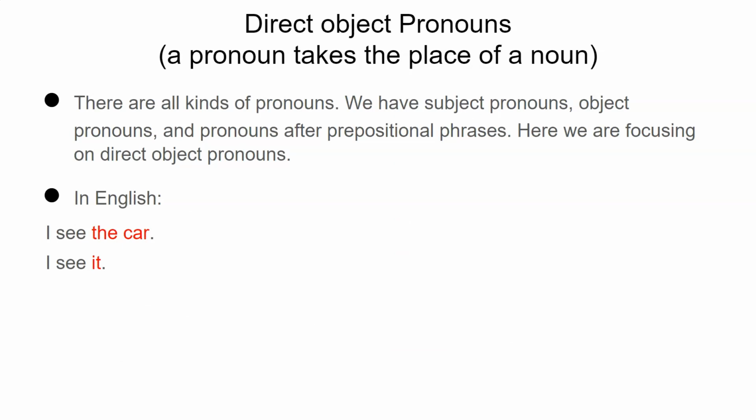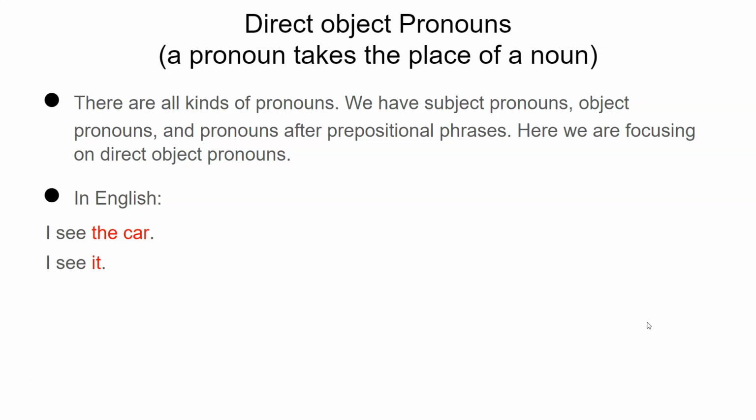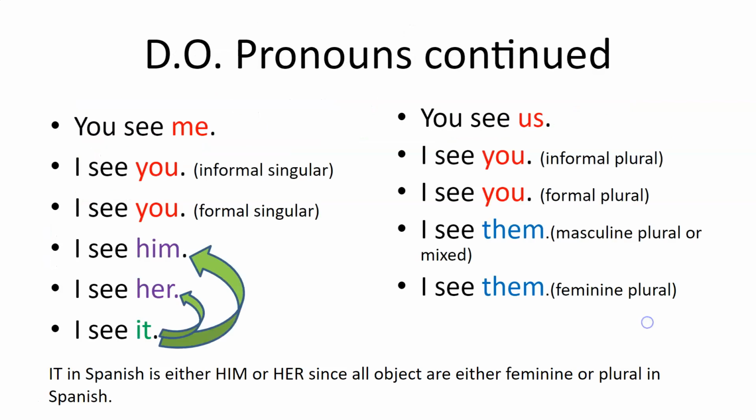Okay, so the direct object pronouns. A pronoun takes the place of a noun, and there are all kinds of pronouns. We have subject pronouns, object pronouns, and pronouns after prepositional phrases. Here we are focusing on the direct object pronouns. So in English, I see the car. The car changes into it. I see it. And it doesn't matter if I see the big, new, dirty car, it would still be it. It doesn't matter how many adjectives are in there.